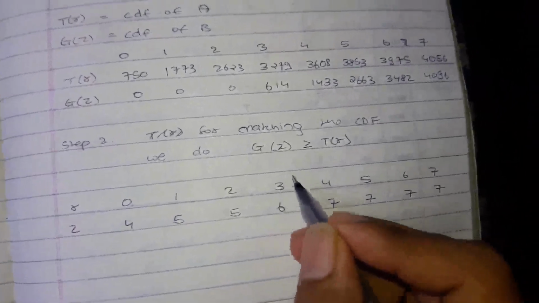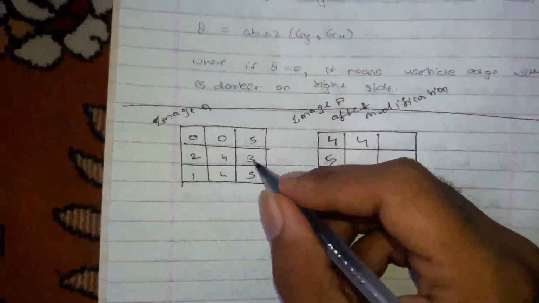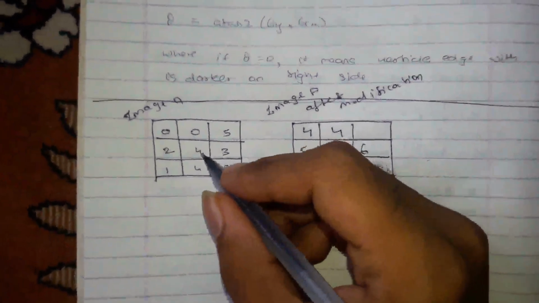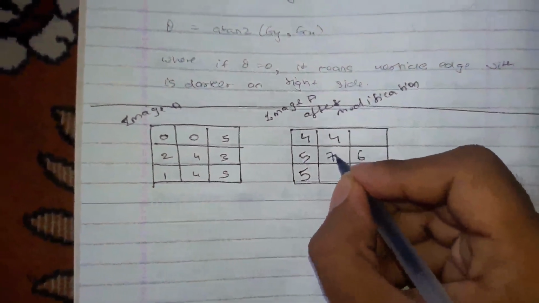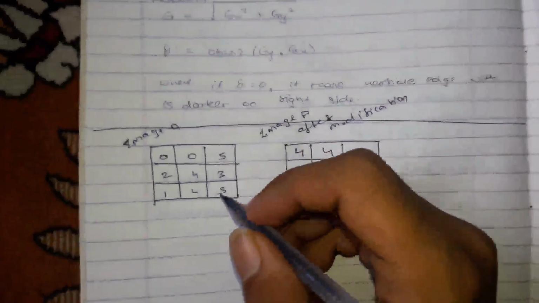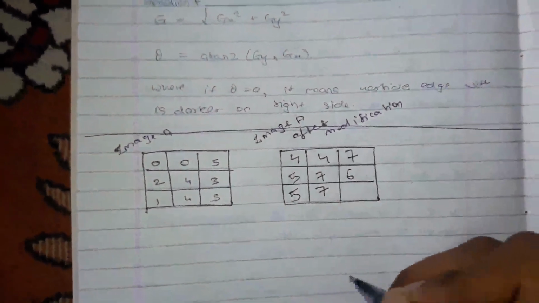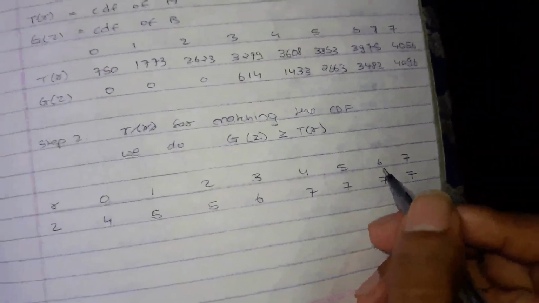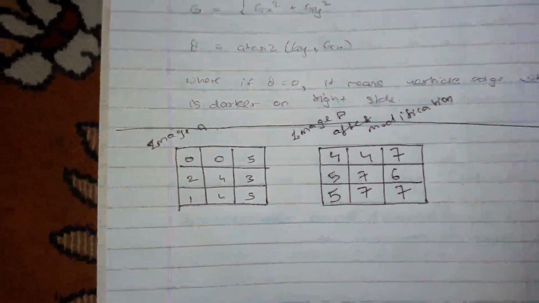Every 3 should be converted to 6. So here we have 3, that will be converted to 6. Every 4 should be converted to 7. So we have 4 over here, so this will get converted to 7. We have 4 over here also, so that will also get converted to 7. Every 5 should get converted to 7. So we have 5 over here, that will be converted to 7. We have 5 over here, that will be converted to 7. So we don't have 6 or 7 in this image, so those don't come into the picture now.